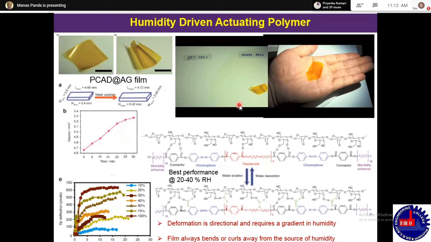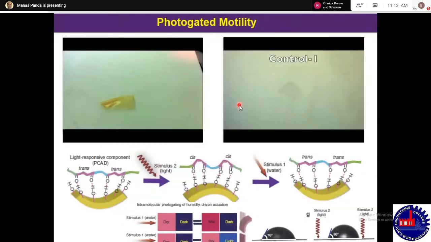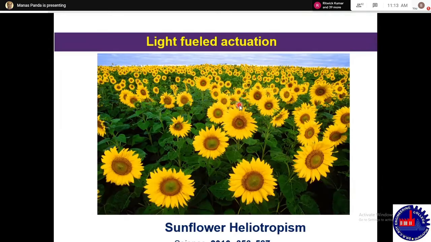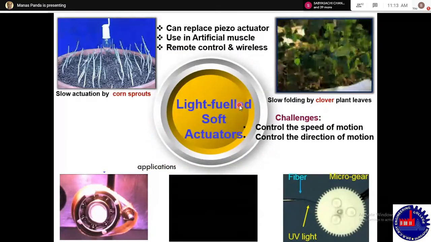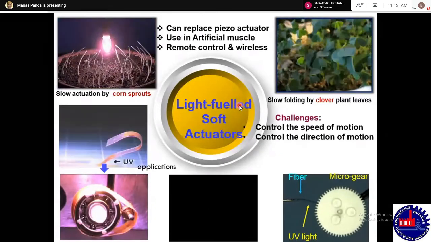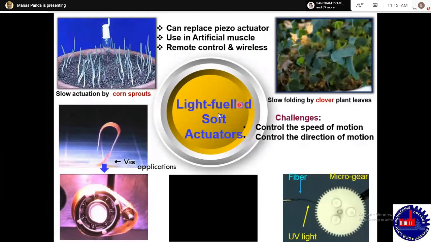I mean, there are different materials which can absorb moisture and change their shape. So based on that, they have. So I'll move a little bit faster. Now coming to the light briefing, which I have already discussed a little bit. I'll just show you one slide that has recently been developed.